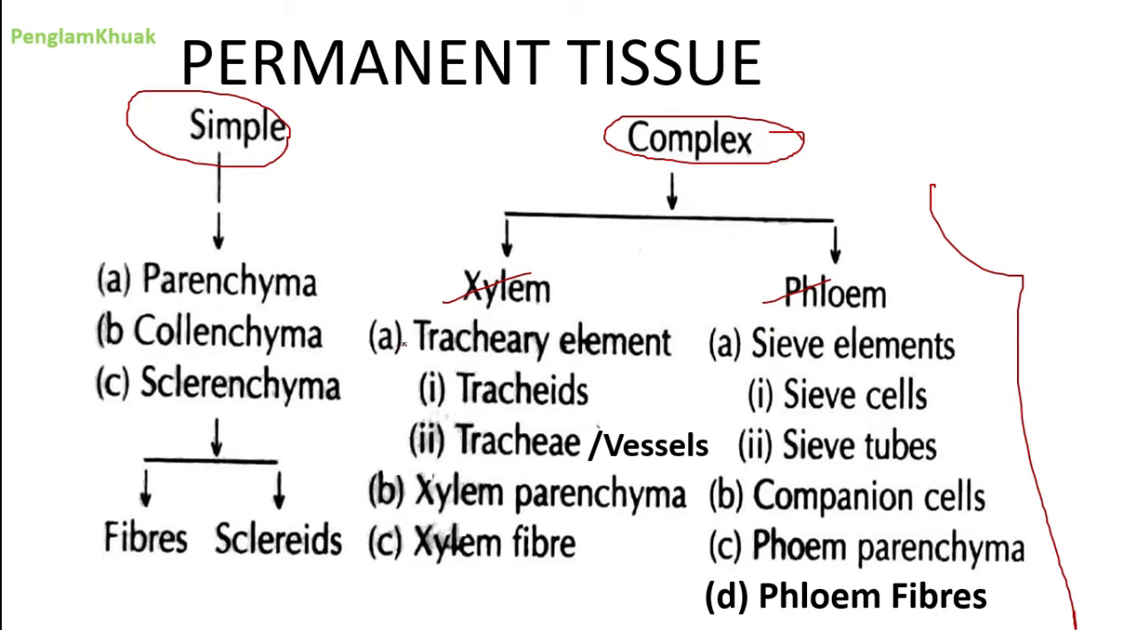Xylem is made up of tracheary elements, tracheids, trachea or vessels, xylem parenchyma, and xylem fiber. Basically, phloem is also made up of sieve elements, sieve cells, sieve tube, companion cells, phloem parenchyma, and phloem fibers.